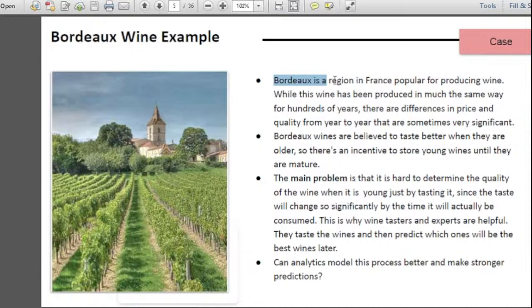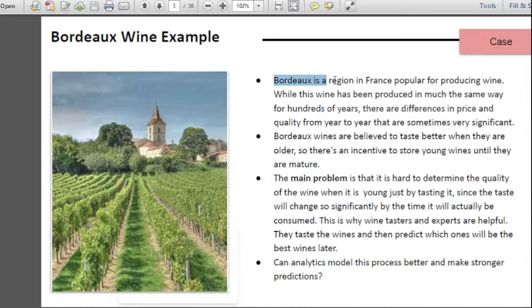Now see the problem here. The main problem is that it is hard to determine the quality of the wine when it is young just by tasting it, since the taste will change so significantly by the time it is mature, when it is actually consumed. This is why wine tasters and experts are helpful.